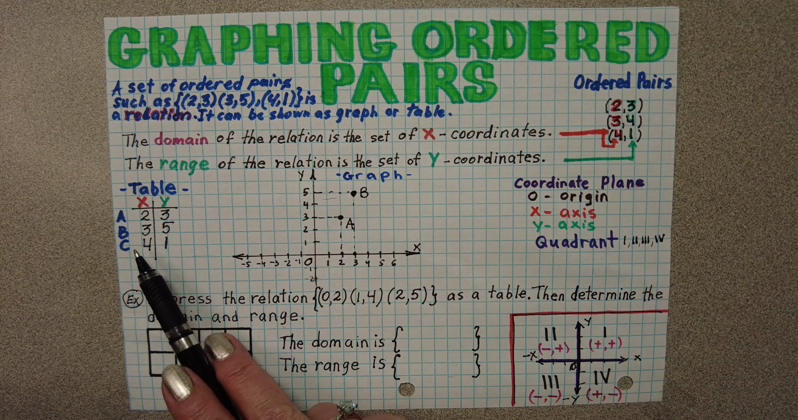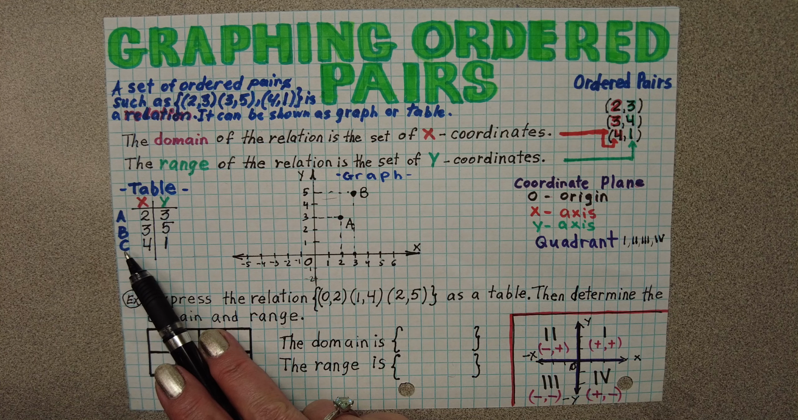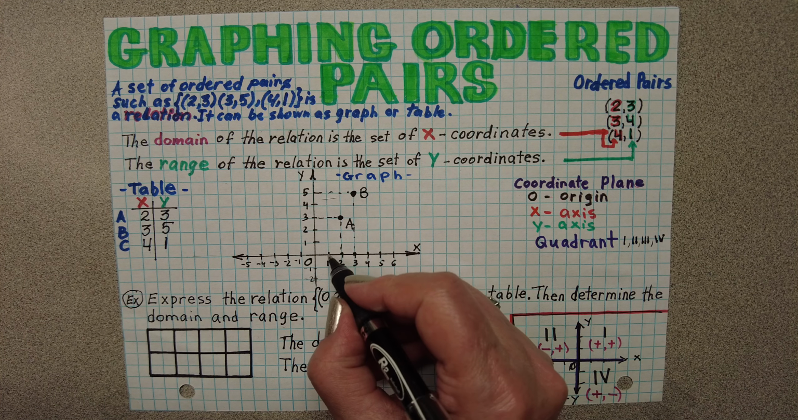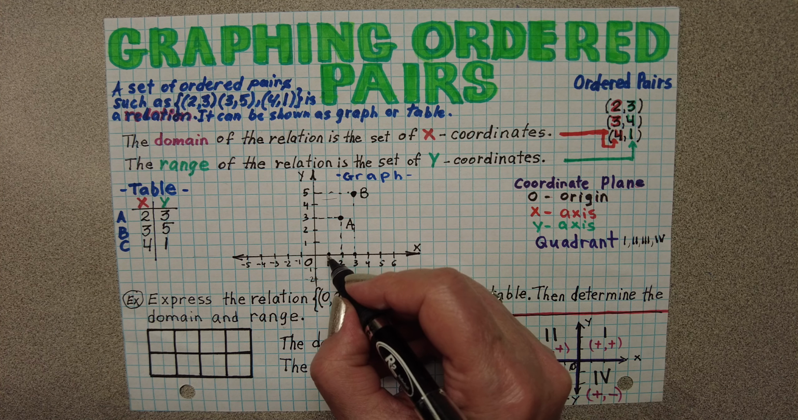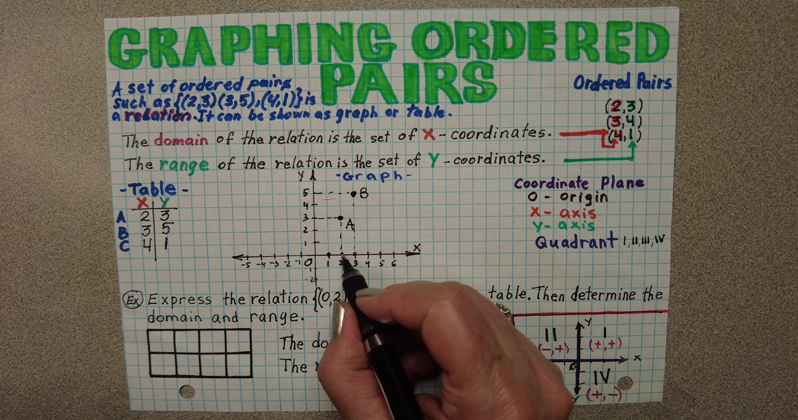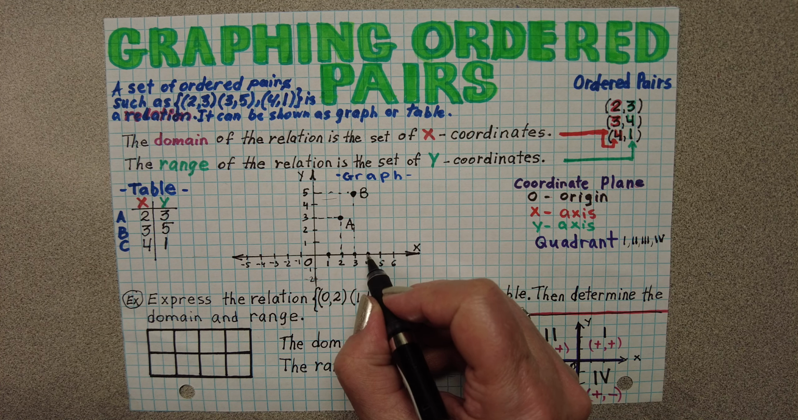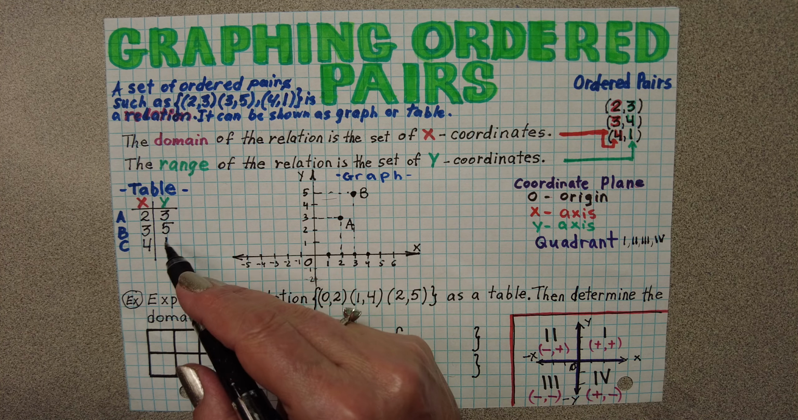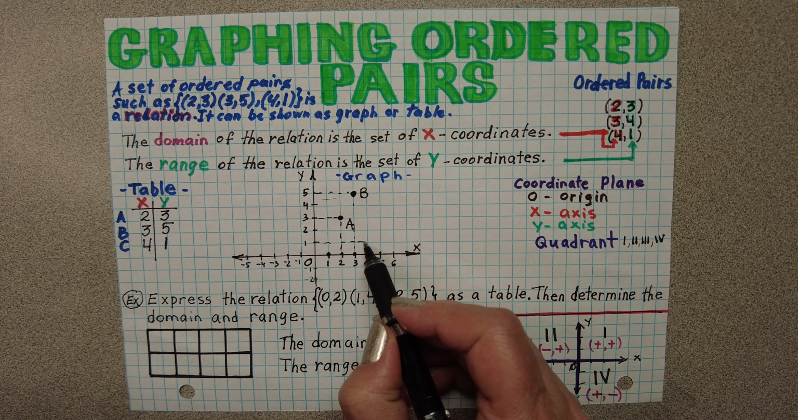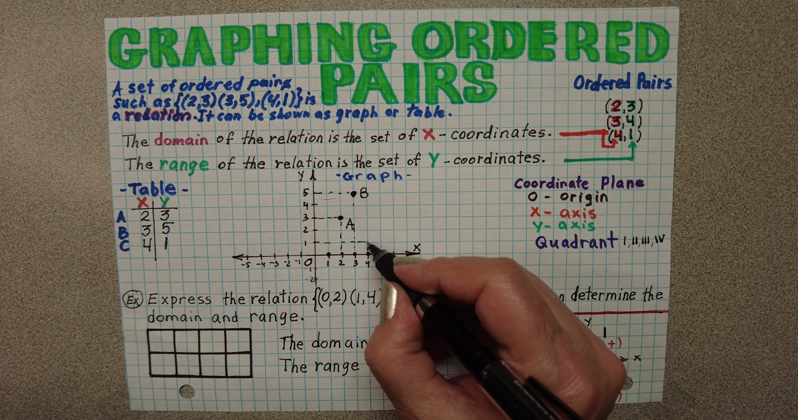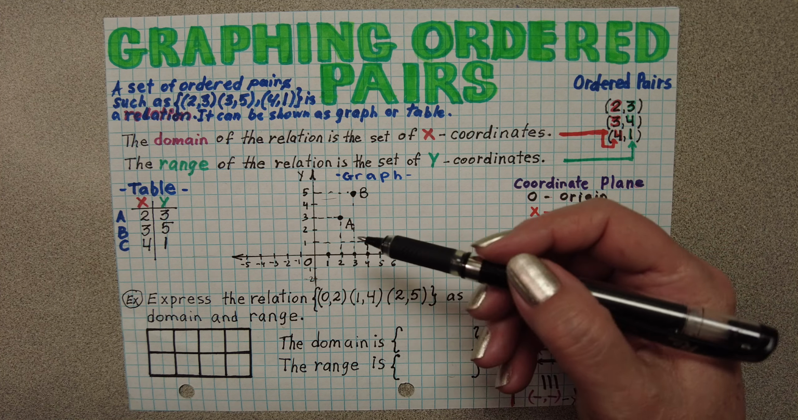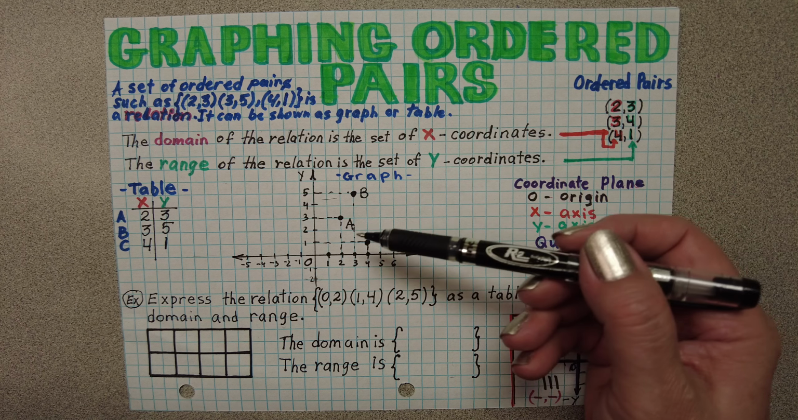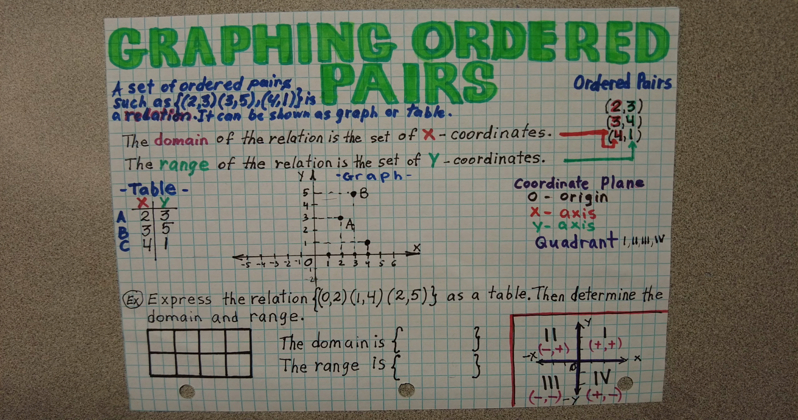And let's do the last one. Find point C. In this case, x is 4. 1, 2, 3, 4. Our range is 1. We come from 1 and we come from 4. They meet each other right here. So this is how we put the ordered pairs on the coordinate plane.